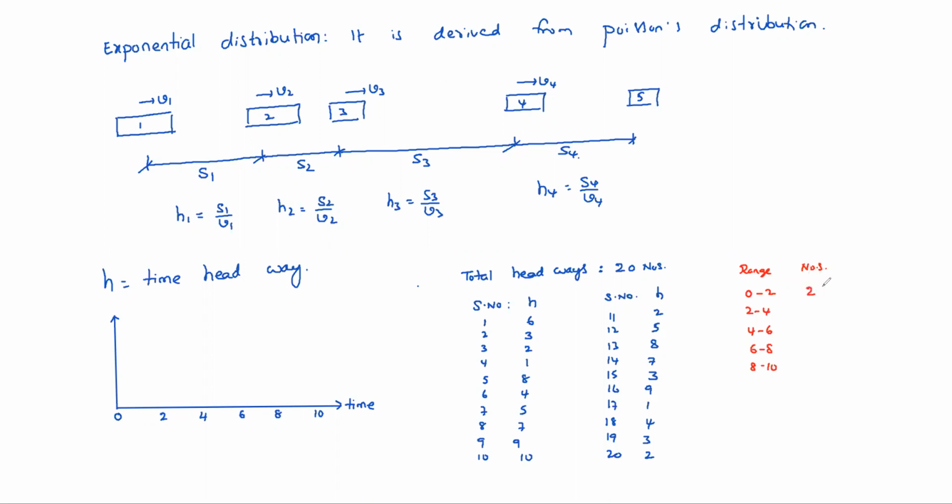Okay, 2 numbers. 2 to 4 means count 2, don't count 4. 2 and 3 count, so 6 numbers. Then 4 to 6, we count 4 and 5, so 4 numbers. 6 to 8, you count 3. Then 5. Total 20.